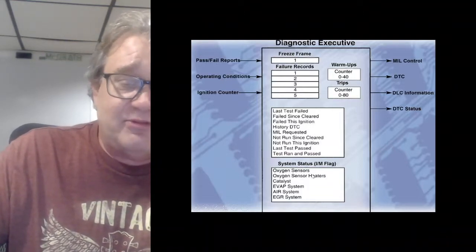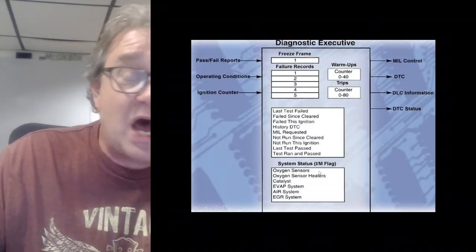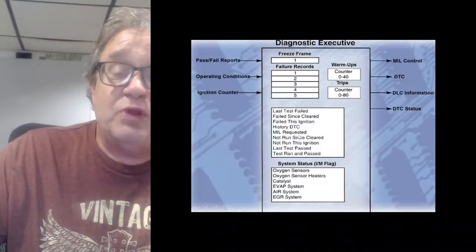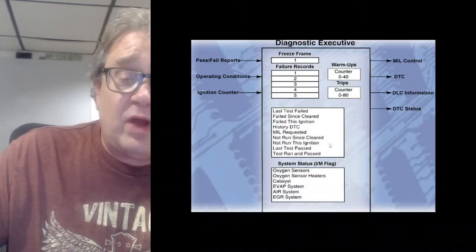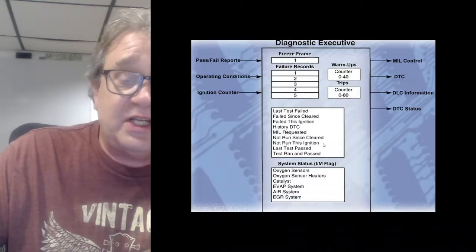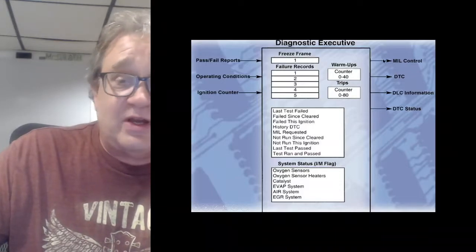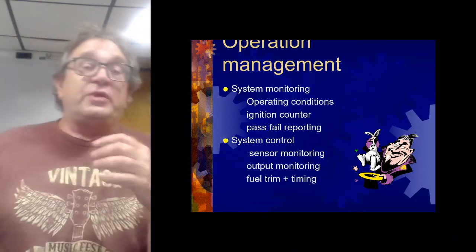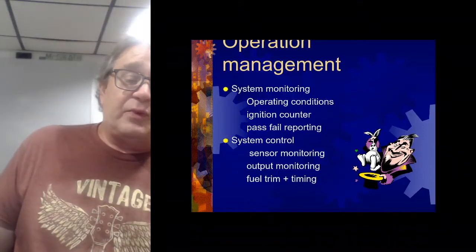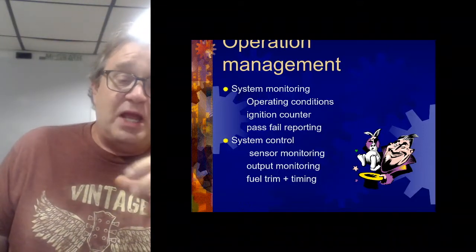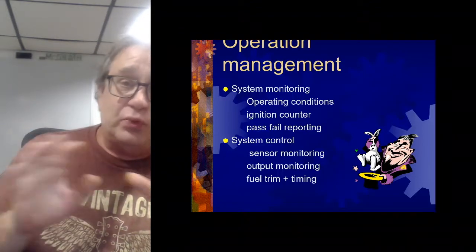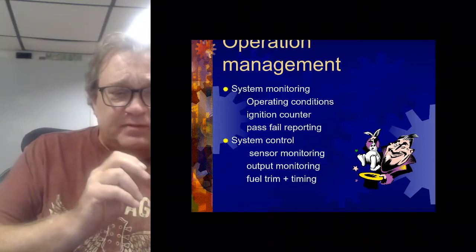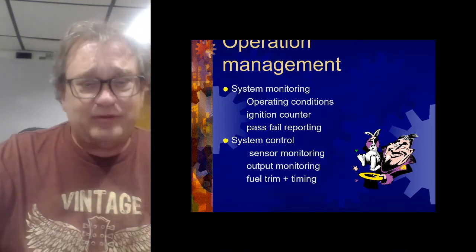We have these IM flags, inspection and maintenance flags, or the monitors, and then we can get other information as well. Is the mill requested on? How many trips has it been since it's cleared? That kind of stuff. All right. So we get these pass-fail recordings, and then we got sensor monitoring, output monitoring, and then fuel trim and timing monitoring. This is all on my control side. And then, we have our monitoring side anyways.